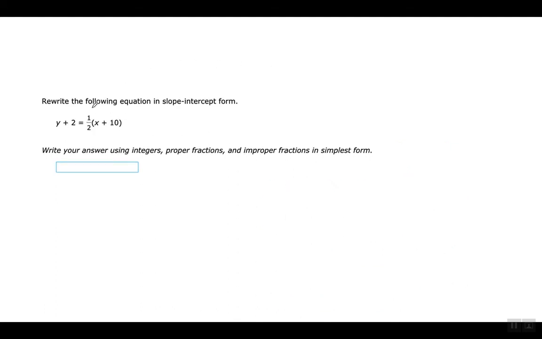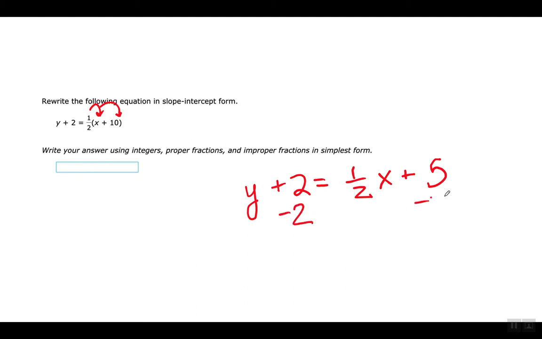Over here, I'm going to do the distributive property, and I'm going to have y plus 2 equals 1 half x plus 5, because half of 10 is 5. La mitad de 10 es 5. Now the only step left to do is subtract 2. So you're going to get y equals 1 half x plus 3.